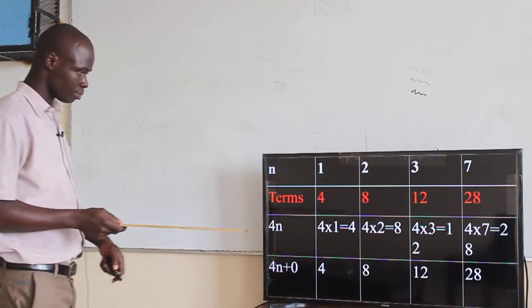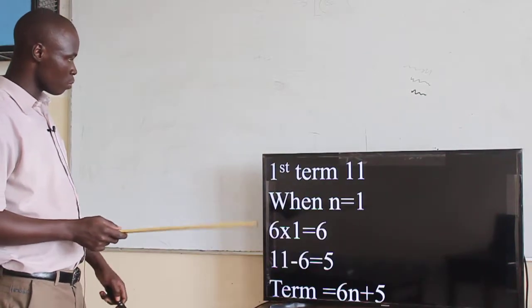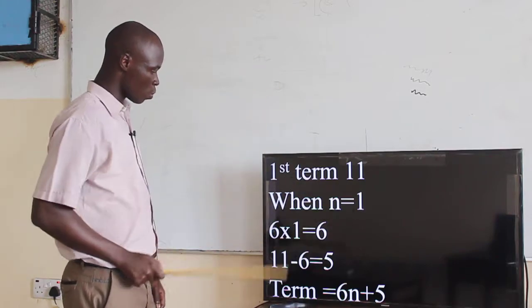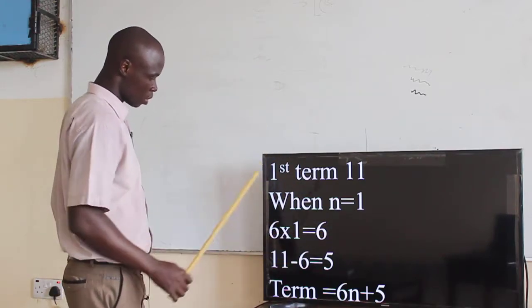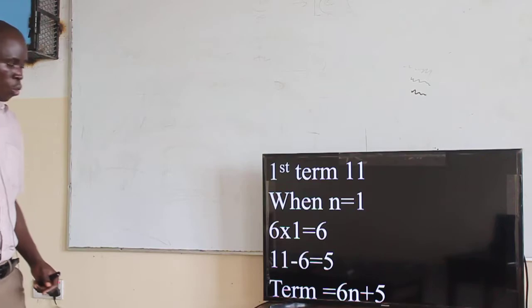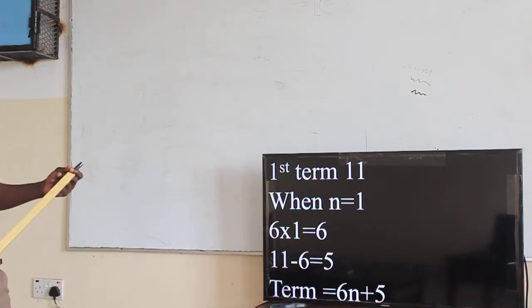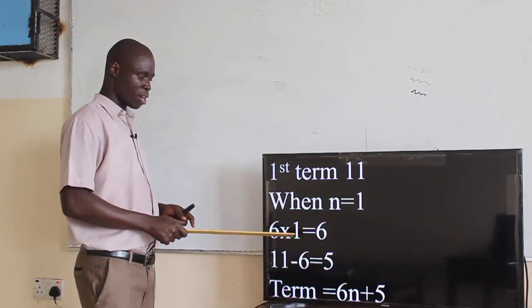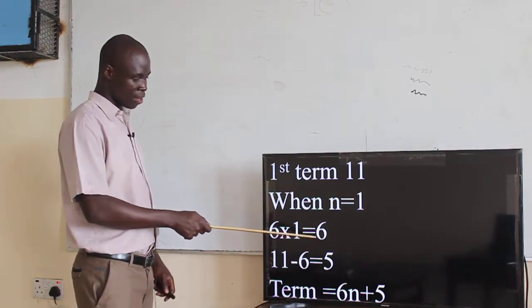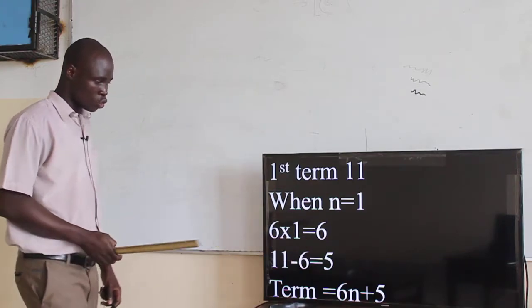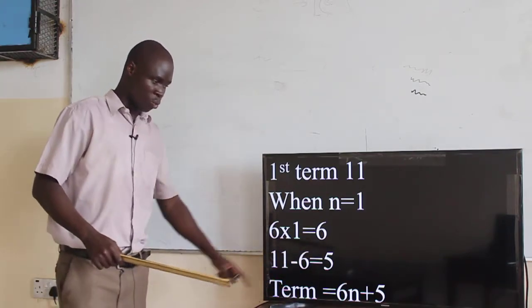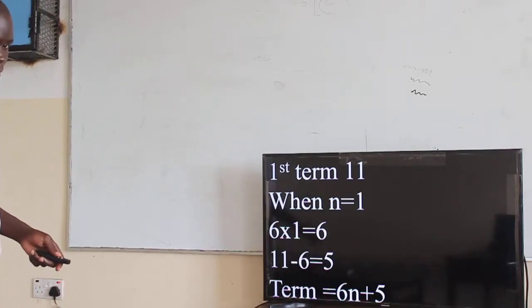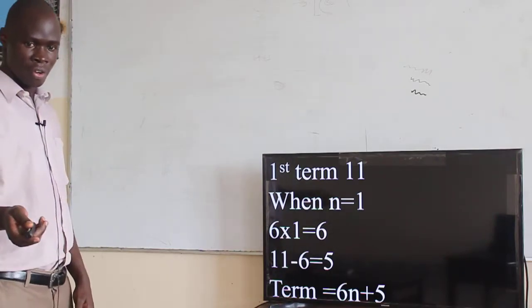Then, having your first term to be 11, we want to calculate 6n when n is 1. So 6 times 1 is equal to 6. Now, for us to find out what we are supposed to attach to that 6n, we are going to take the first term minus 6n when n is 1. So 11 minus 6, we are going to get 5. In other words, the value which we are going to attach to 6n is going to be 5.